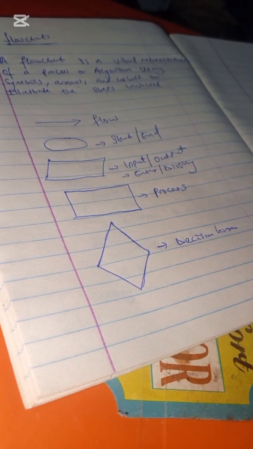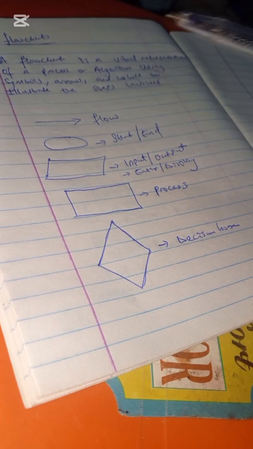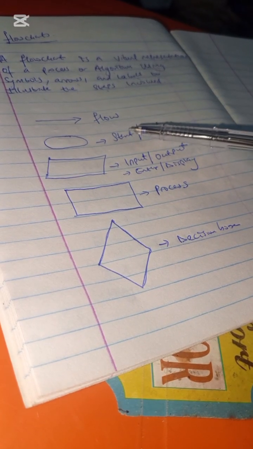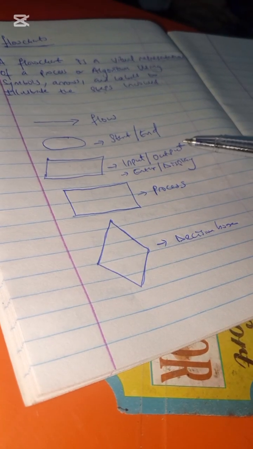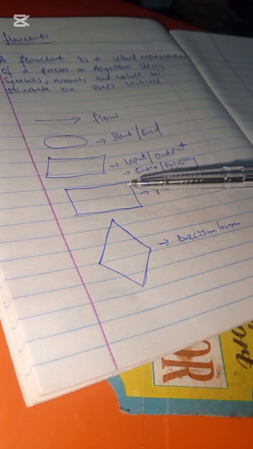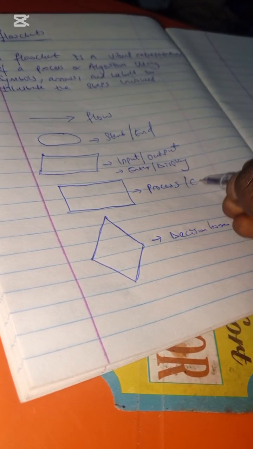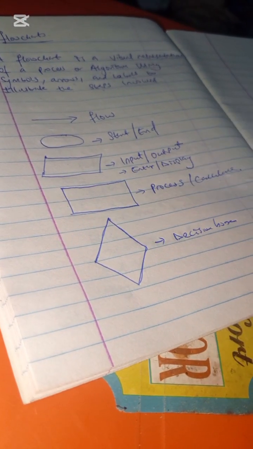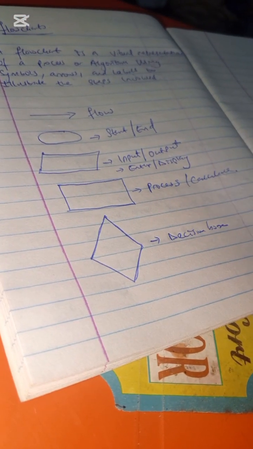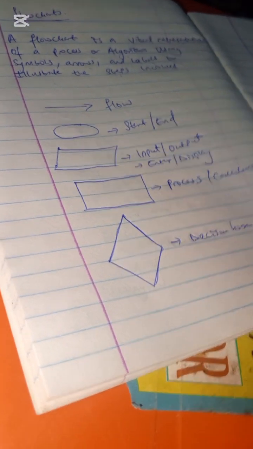So let me go over it again. We have the arrow, which represents flow; the oval, which is the terminal, which you use to start or end the program. We have the parallelogram, which means to input or output, or to enter or display. Then we have the rectangle, to process or calculate, while we have the diamond, which is to make decisions. So right now, let's solve some examples under flowcharts.